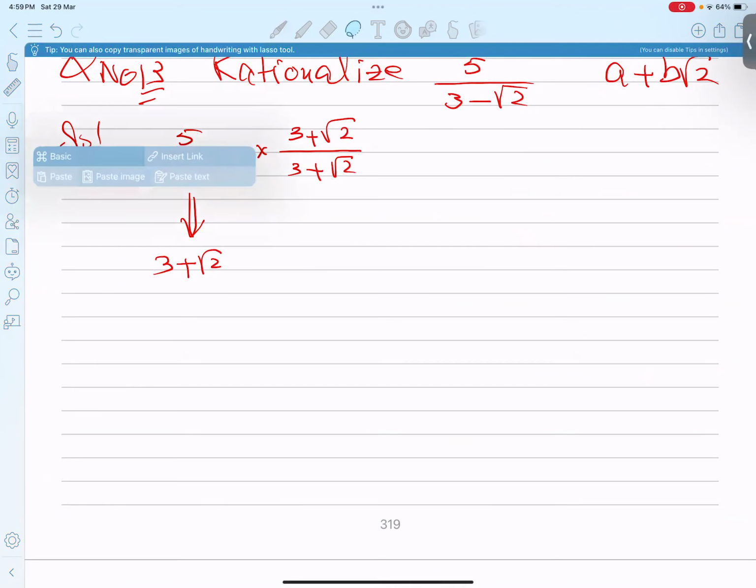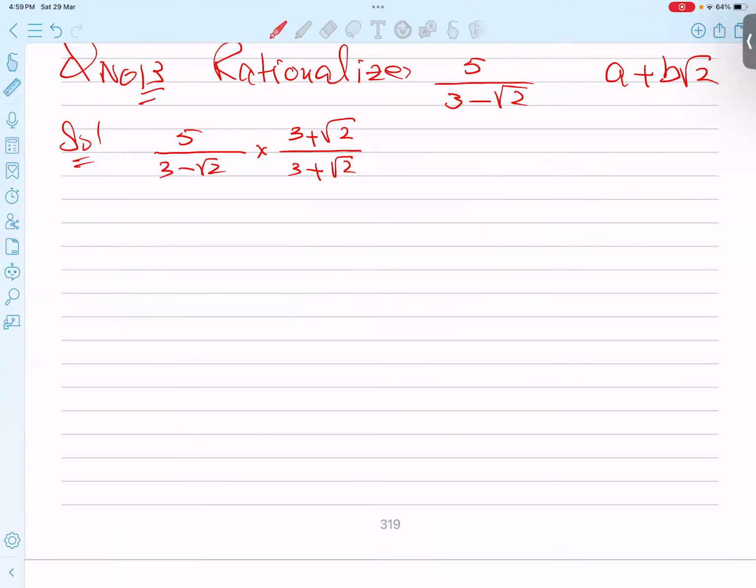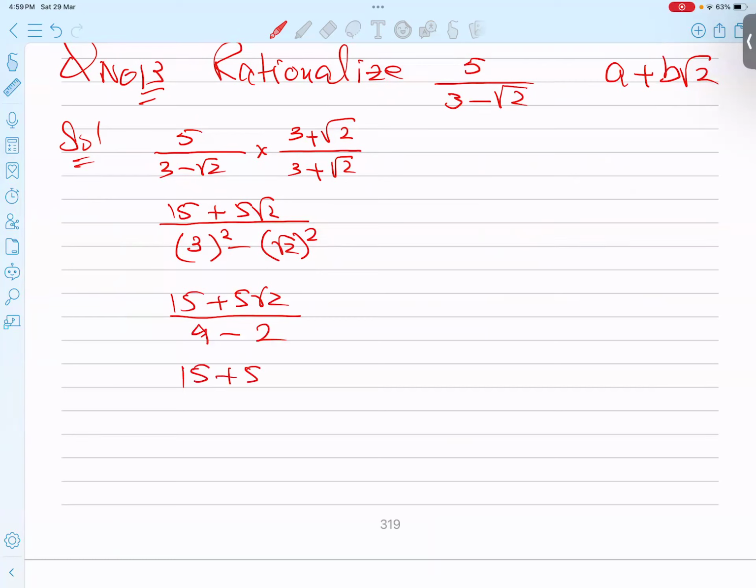Now this is done. This process which I wrote is called the rationalize process. Now this multiplies with both. So I get 5 times 3 is 15 and 5 root 2. But down, first term same, second term same, signs in the middle opposite. What I can say is square of first term, square of second term. Here 3 comes, here root 2 comes. So I get 15 plus 5 root 2. And here I got 9 and root 2 squared is 2, so I got 7 down.